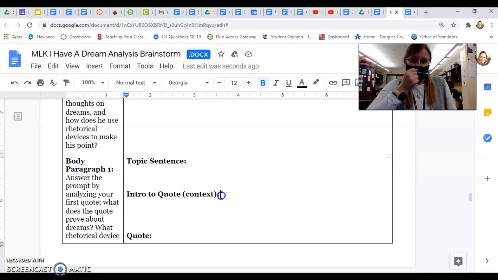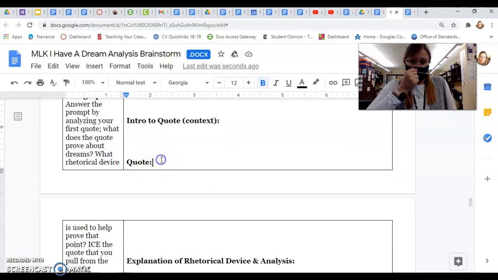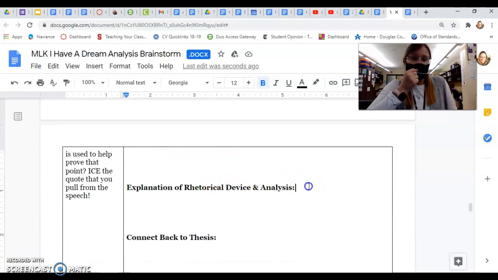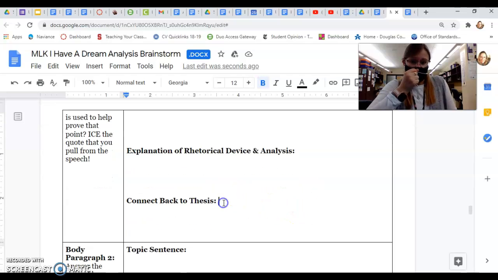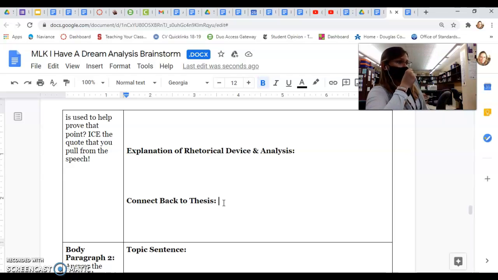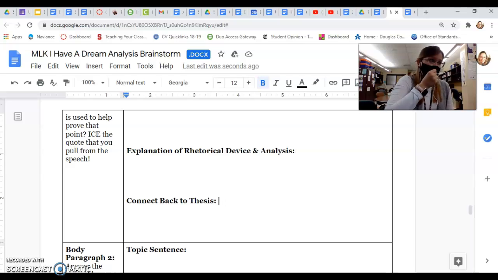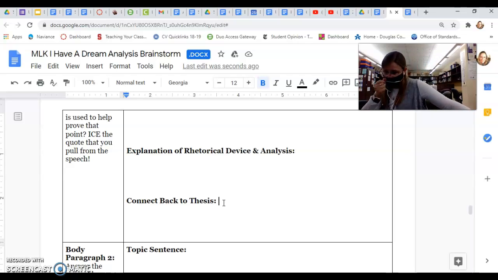Then you can provide context to the quote. You can give us the quote itself from the speech. And then you can explain and analyze that quote and relate it back to your thesis. So if you're going to talk about how MLK uses repetition, you need to relate that back to what his overall idea about dreams is. How is he using repetition to support his ideas about dreams?